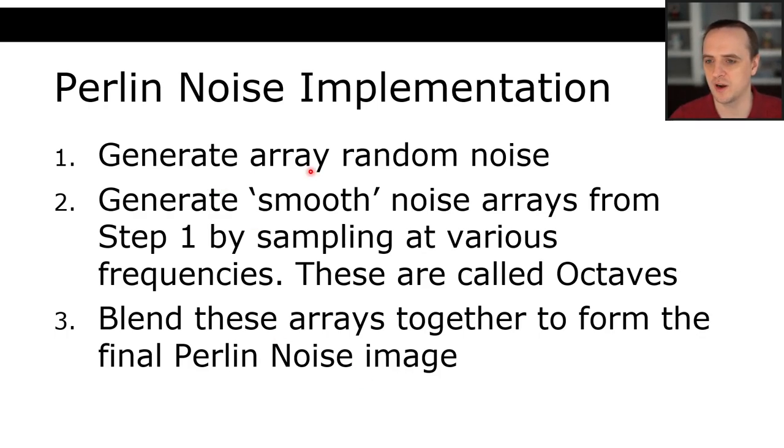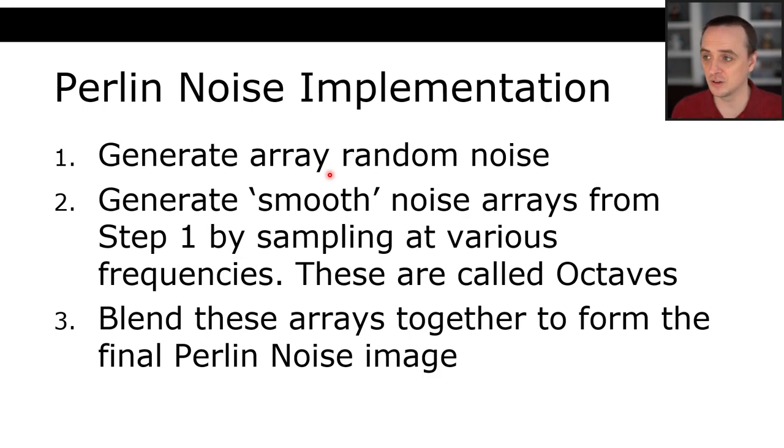You're going to generate a 2D array of random noise. Then you're going to generate smooth noise arrays by sampling from the initial array at various frequencies, and those are going to be called octaves. Then you're going to blend those arrays together to form the final Perlin noise image.